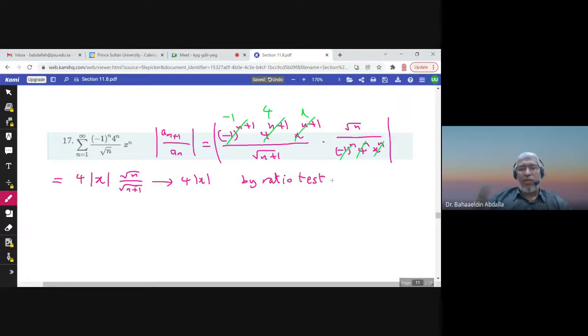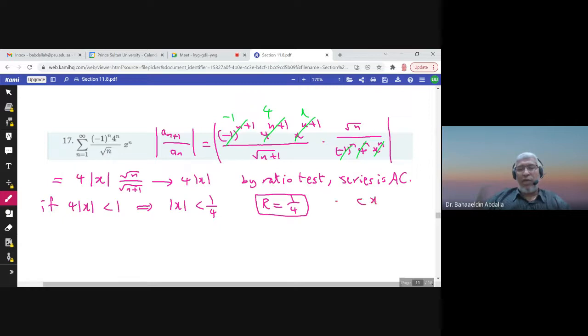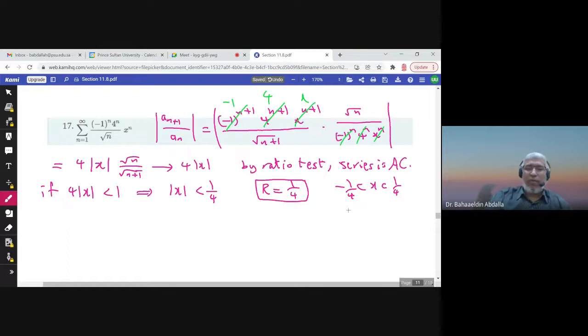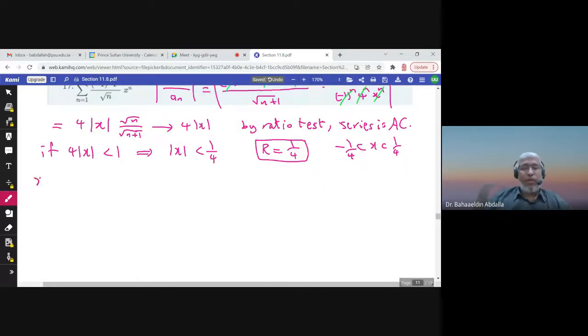By the ratio test, the series is absolutely convergent if 4 times absolute value of x is less than 1, which means absolute value of x is less than 1 over 4. So that's the radius of convergence, and x is between negative 1 over 4 and 1 over 4. Let us consider the cases, the endpoints.